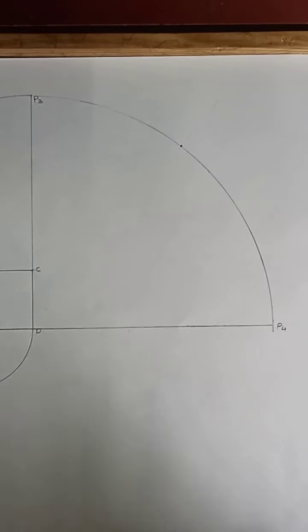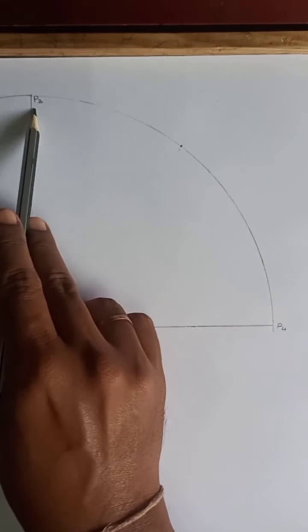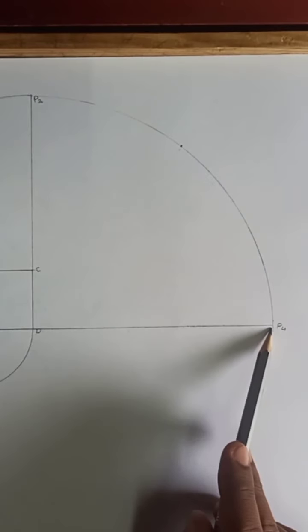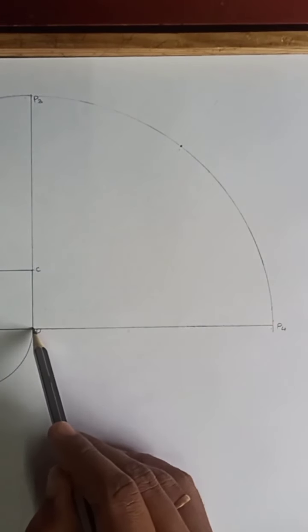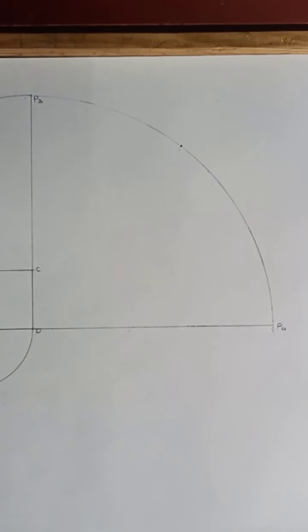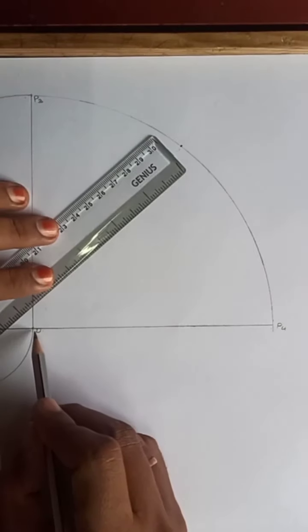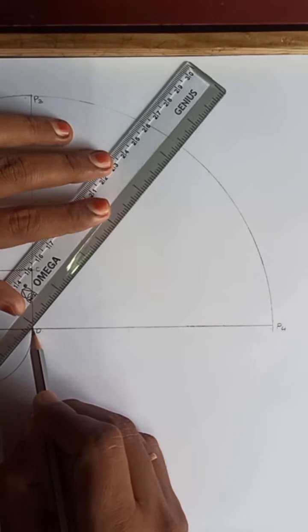Now to draw the tangent and normal, select any one point on the curve. See where your point lies, that is the point here, it lies in between the point P3 and P4. Here for drawing the curve P3, P4 we have taken D as center. Since we have taken D as center for drawing the curve P3, P4, we need to connect the point D with the selected point on the curve.